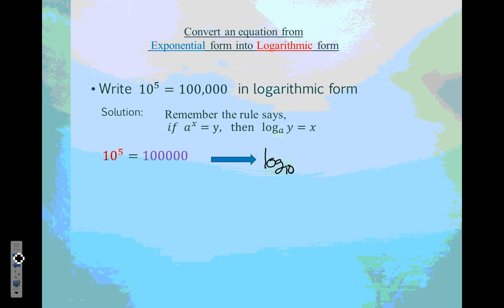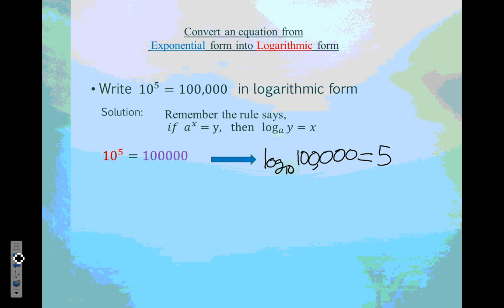That's a mistake students make, so I want you to recognize that. So log base 10 of the argument, the argument is 100,000. So log base 10 of 100,000 equal to, now the exponent, which is 5.